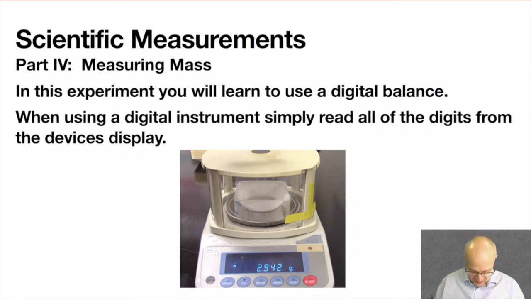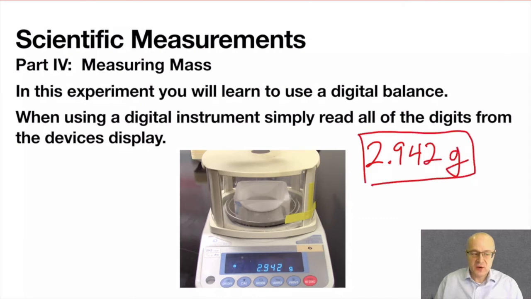This fancy housing here is designed to prevent airflow over your sample because these scales are so sensitive that even air or even a little bit of vibration of the table can throw them off slightly. So that's what this is for. And you just place your object on the digital scale's pan and read every one of these digits and the unit. So for this one, of course, it's 2.942 grams. I would write all of that onto my data sheet or into my notes, however I'm doing it, so I can keep track of it.